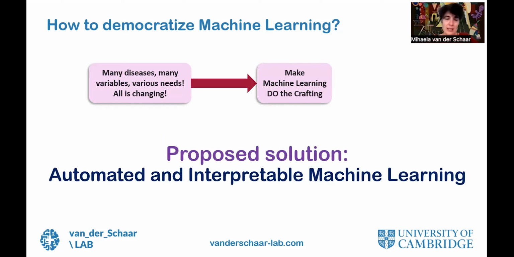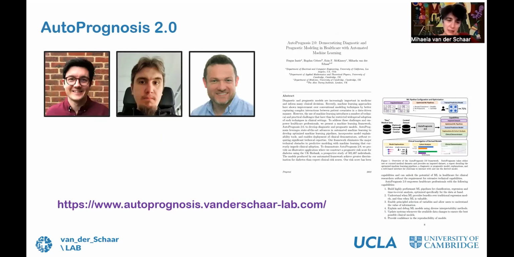In this context, the solution that we arrived at is to build automated, integrated and interpretable machine learning methods. Together with Eoin McKinney and our lab, we have developed a tool that Eoin will tell you more about later, which is called AutoPrognosis version 2.0. The idea here is that we can build prognostic scores at scale for any problem that you may be interested in.